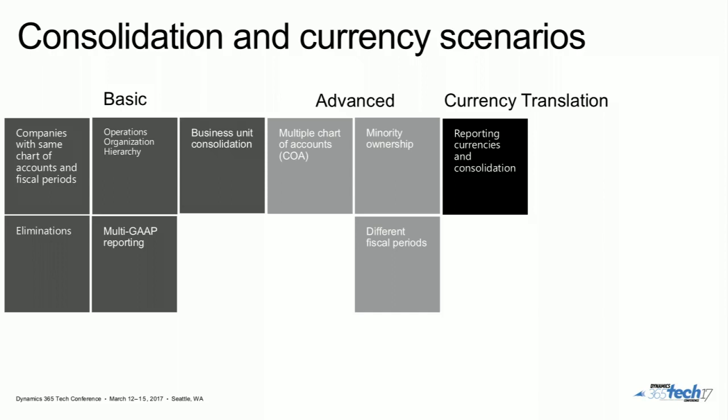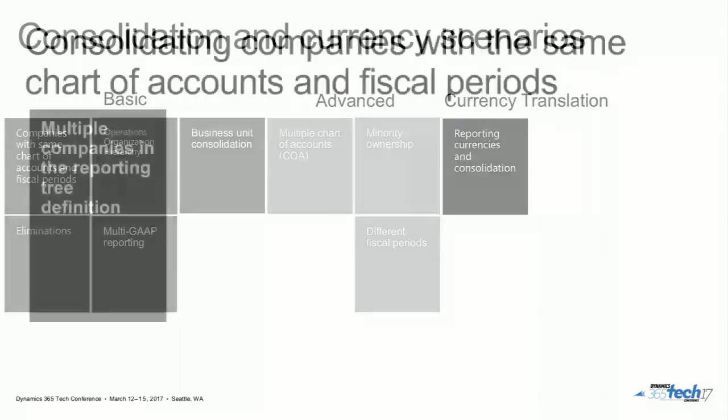But if you do have multiple chart of accounts, different fiscal periods, or minority ownership, the tool can still handle those situations as well. I'm actually going to touch on the top two today, the different chart of accounts and minority ownership. And then there's a bit more functionality with the currency translation as well. We have rate types assigned, and it'll allow you to use multiple reporting currencies. So I'm going to cover that so you can see the full picture. We're going to take it in phases. We're going to start very basic, and then I'm going to build on it.